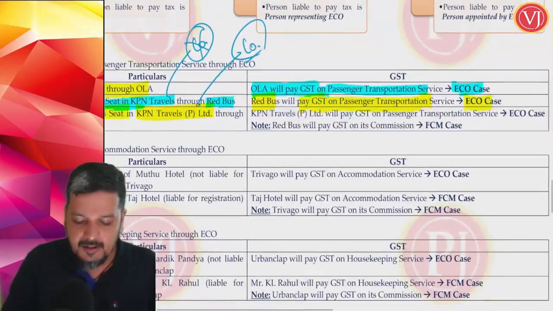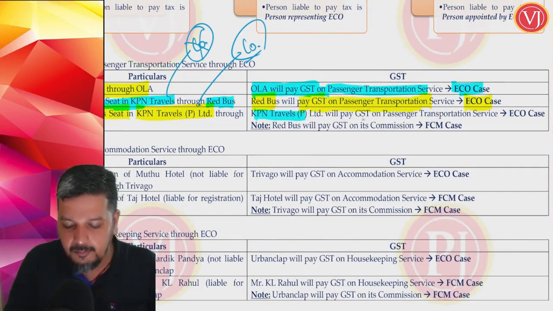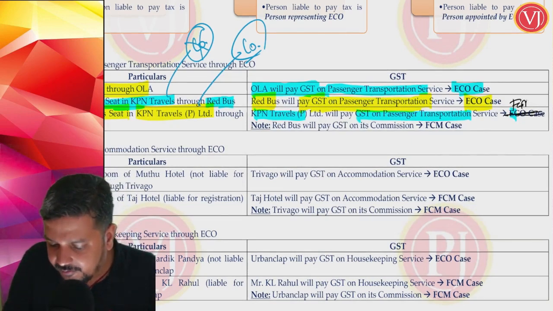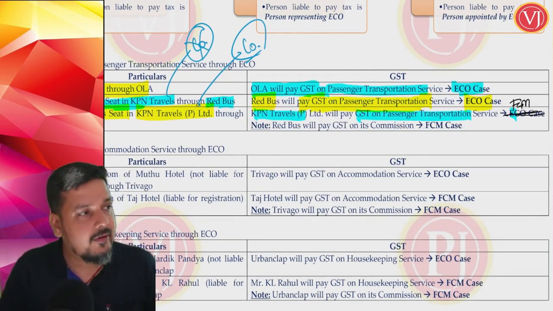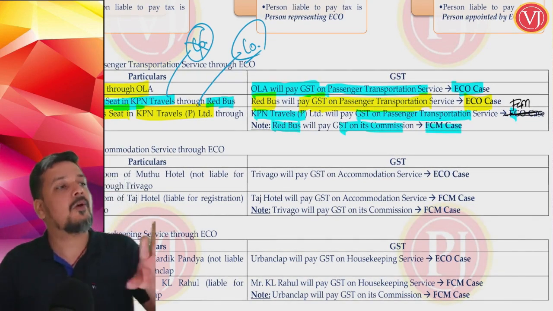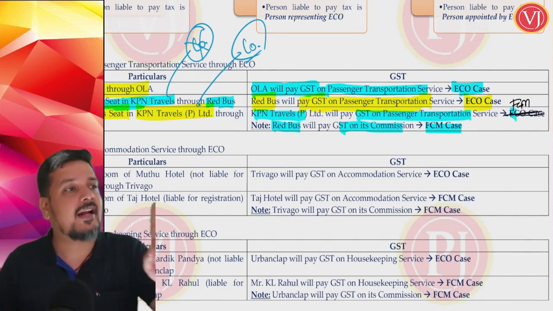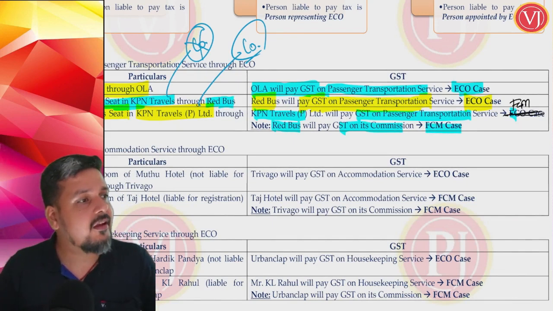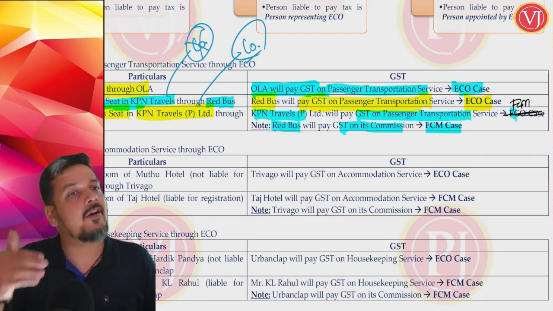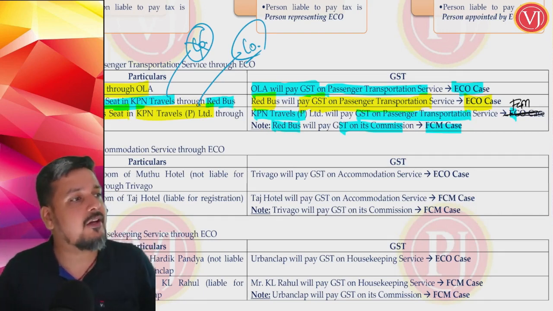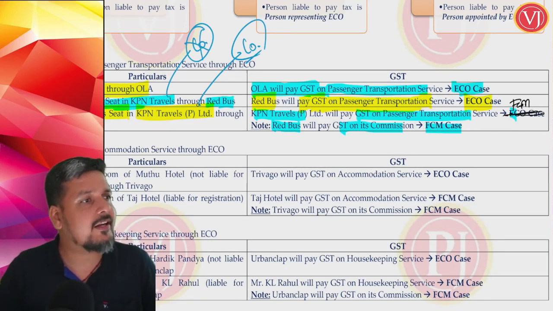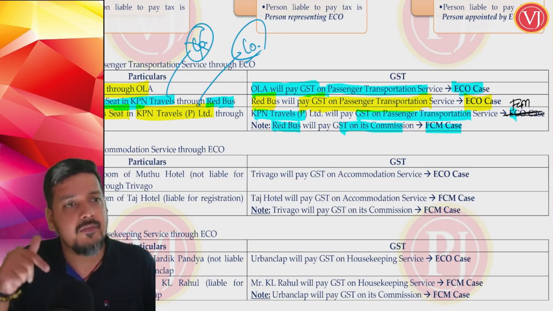Now, KPN Travels will pay GST on the basic fare. It is not ECO case, it is FCM case. And Redbus also will pay GST, but only on its commission. To put it in simple terms, what are the numbers that we took? Travel charges is 1000, commission is 100. KPN Travels Private Limited will pay GST on 1000 rupees. If the rider is eligible for credit, it will take the credit. Redbus will pay GST on 100 rupees commission. And KPN Travels Private Limited will take the credit. Both are FCM category.